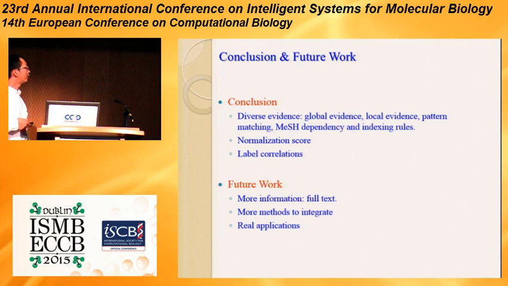The distinct features of our model come from maybe 3 or 4 points. One is we use diverse evidence from global evidence, local evidence, pattern matching, dependence, and also the indexing from the MTI. They are complementary to each other. We also use a normalization score to make the scores from different classes comparable, and also consider label correlation. And the other point is we use MeSHLabeler to predict the number of MeSH headings.